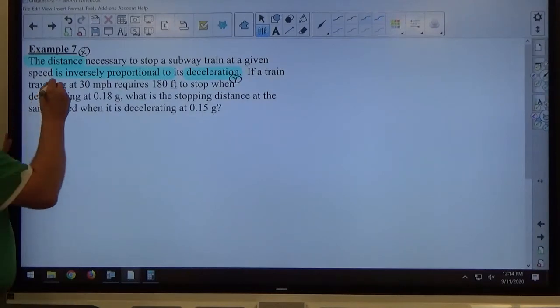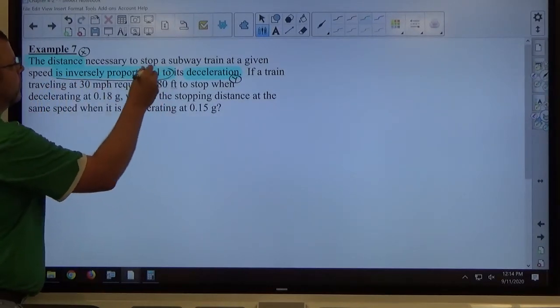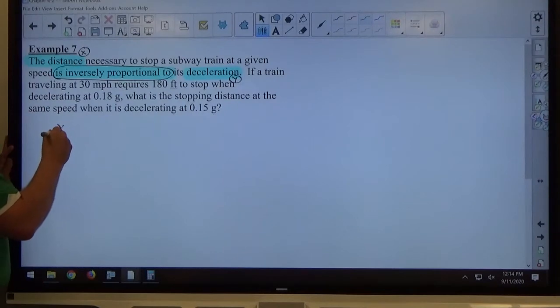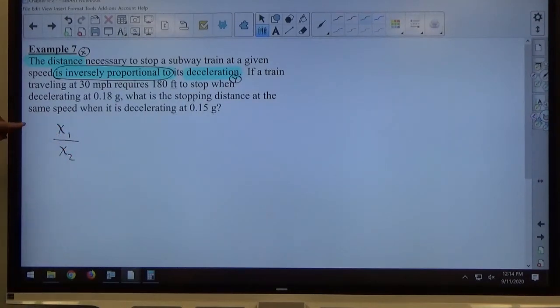And when you see the words inversely proportional to, I'm going to make it X proportions, or an X ratio, so X1 over X2. So that's the beginning distance and ending distance. I just made a decision how I wanted to put it. I decided 1 on top, 2 on bottom. It doesn't matter what you decide, just decide something with X's.